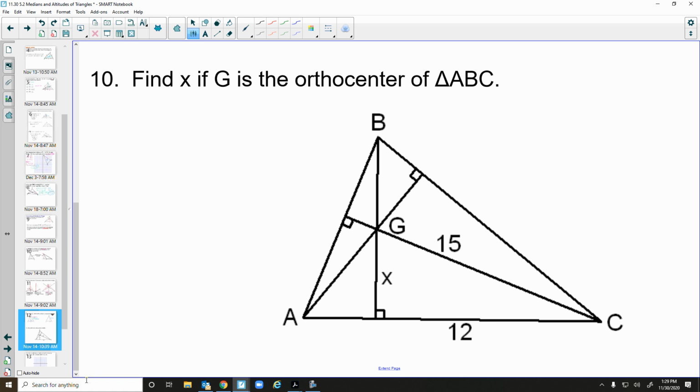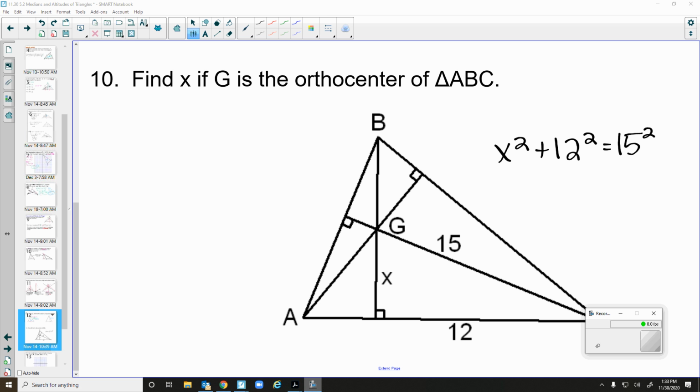How much of you solved this one? Okay, so that was your setup. You got extra time.